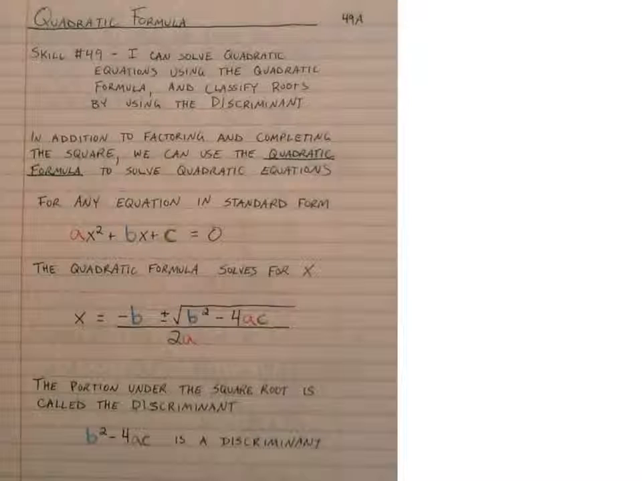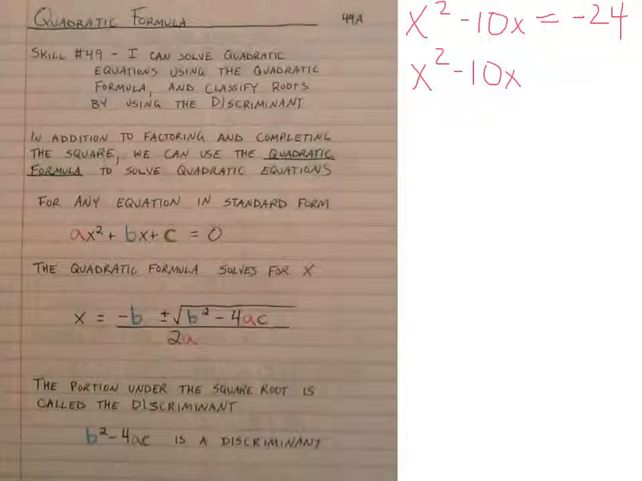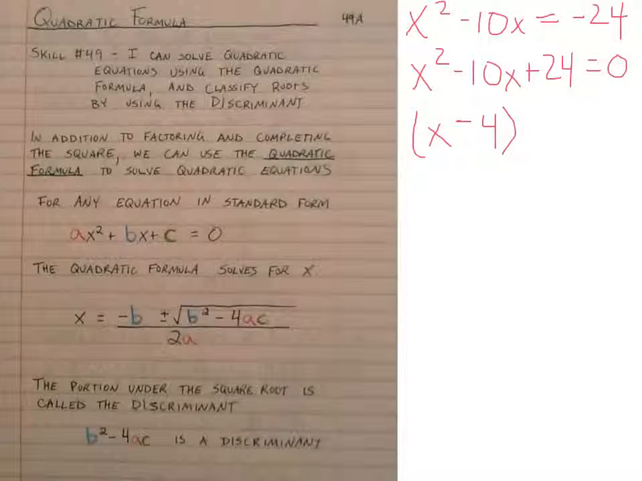In addition to factoring and completing the square, we can use the quadratic formula to solve quadratic equations. In factoring, we learned that if we had a problem such as x squared minus 10x equals negative 24, we could move all pieces over to the left-hand side and set the whole equation equal to 0. From there, we would factor the equation, using factor fish or factor box and cross, whichever method you prefer. In this instance, the factored form is x minus 4 times x minus 6.